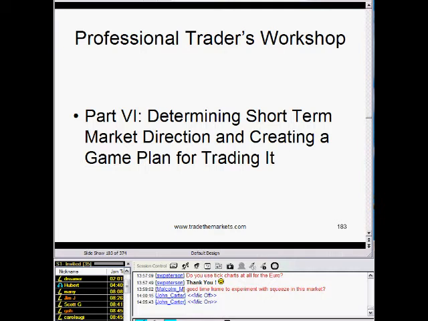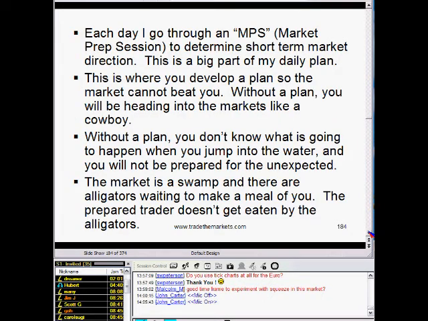Although the concept is pretty simple, when it's all tied together, it's pretty powerful. It's just designed to keep you on the right side of the market and keep you from fighting the trend. So let's just jump right into this. Basically what I do is every day I go through what's called a market prep session, and the whole reason for this is to figure out short-term market direction.